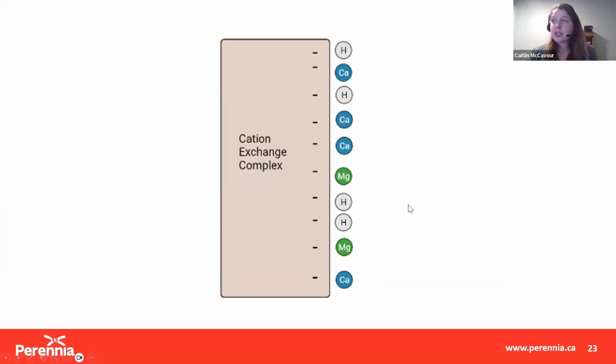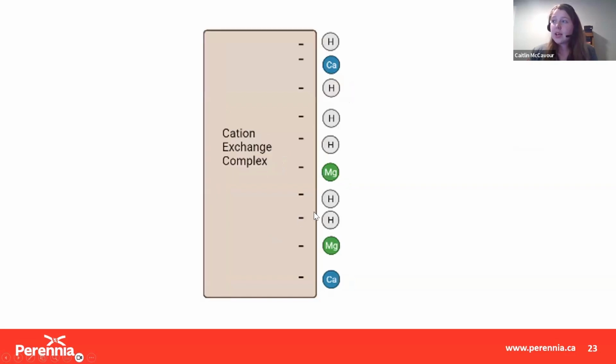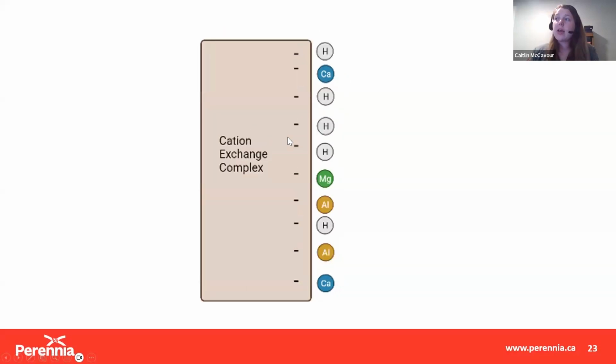So just an example here. In a fairly neutral soil, maybe slightly acidic, you might have these hydrogen ions on this cation exchange complex. And as you get more acidic, you might have more hydrogen ions. So your base saturation, the amount of bases, calcium and magnesium, compared to hydrogen ions, is going down. And then as you get more acidic, maybe some aluminum, which is also an acidic ion, can come on that cation exchange complex.